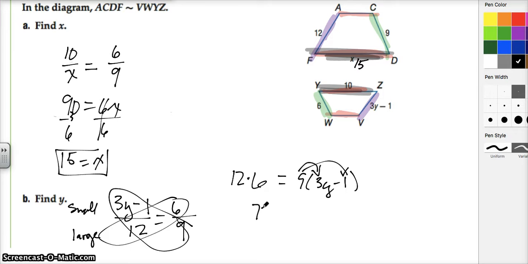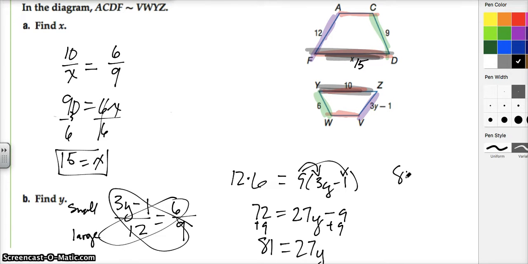12 times 6 is 72. 9 times 3y is going to be 27y. And don't forget 9 times minus 1 gives me a minus 9. Moving the 9 over to the other side, it's going to become a plus 9. I get 81. You guys see that? I'm going to try not to skip too many steps, but I get 81 is equal to 27y.